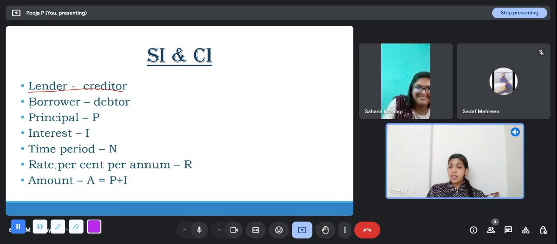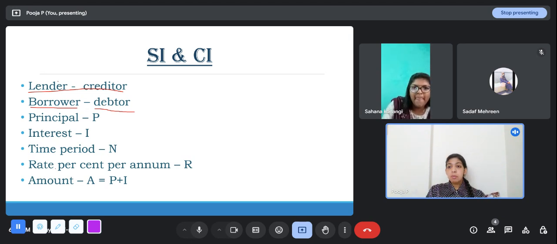The next thing is borrower. The one who is receiving or taking the money from the lender or creditor is called the borrower. It is also called the debtor. B is silent, it is not pronounced, so it is debtor. When you have to pay a lot of EMIs or bills, you will see the message that so much amount is debited, and that is when you start feeling sad.